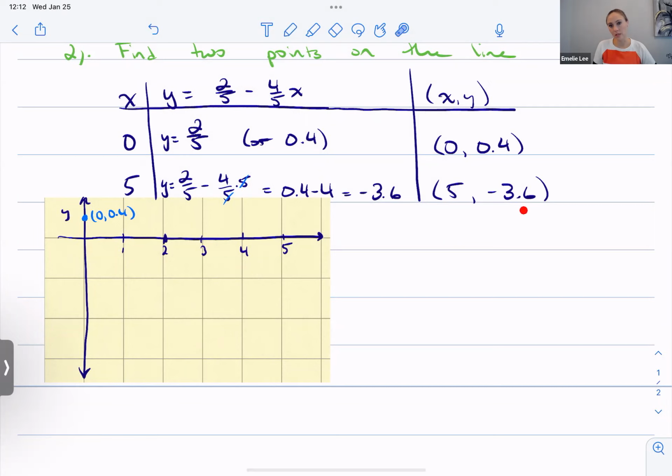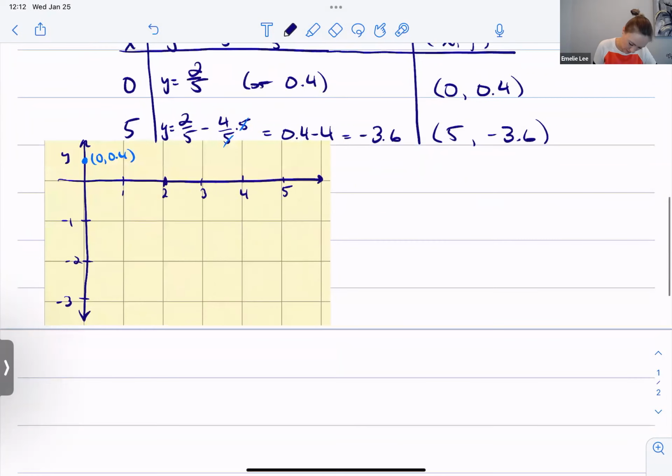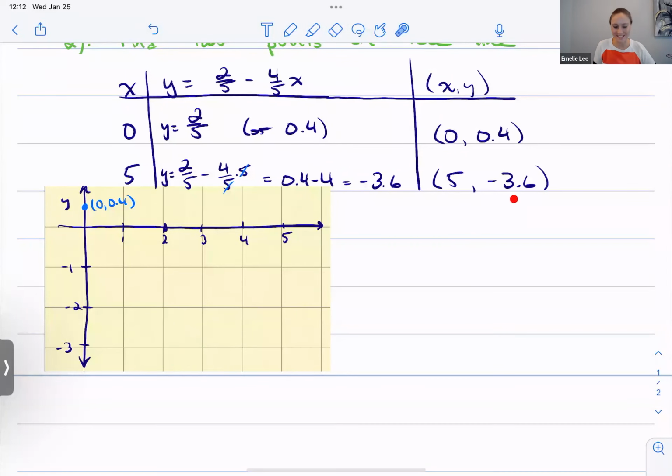And then I need to go down to at least negative 3.6, so I'm going to try to go for negative 4. Negative 1, negative 2, negative 3. And I'll put negative 3.6 just on the bottom here. I've got a page break, so that's why I'm kind of strapped for space, but that's okay. We're just sketching it. So when x is 0, y is 0.4, so I have that point.